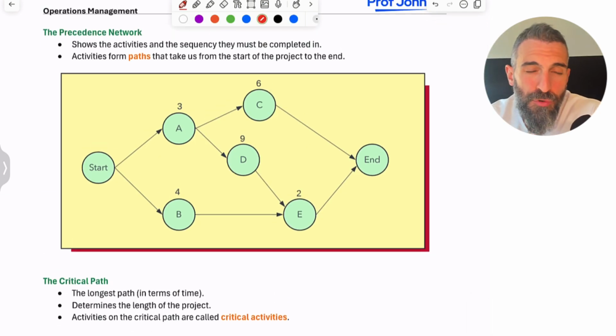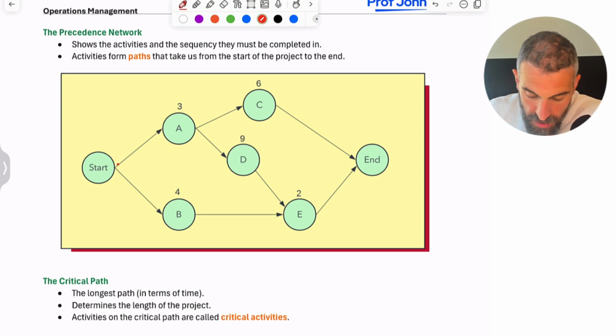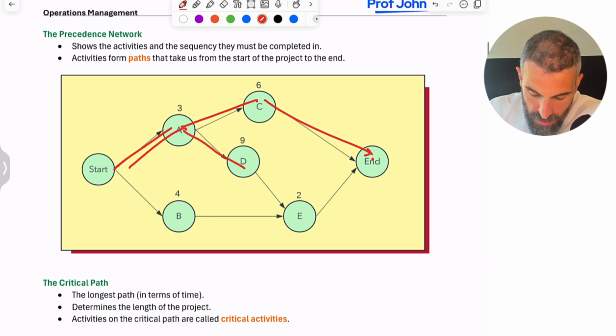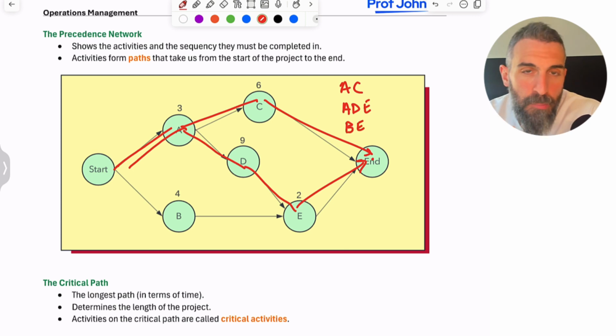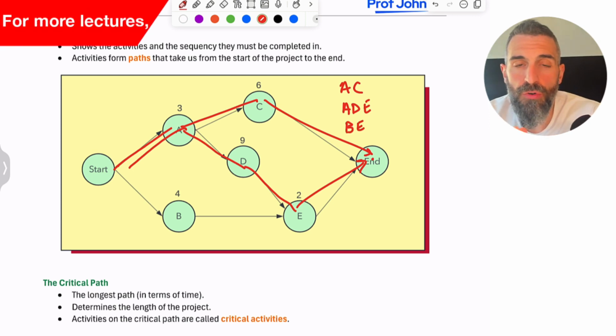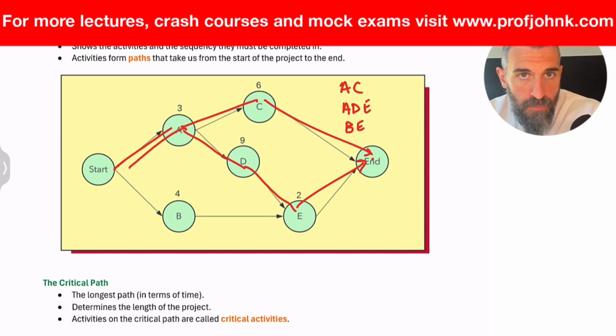Now this is called a precedence network, where we see every activity. Every node, every circle that you see, every letter represents an activity required to complete this project. Every unique way that I can get from start to end is called a path. So for example here, AC is a path. ADE is a path, right? AC, ADE, and then I've also got the path BE. Now every path has to be completed in order for the project to be done. Okay, it's not like these are alternate routes to get to the end.